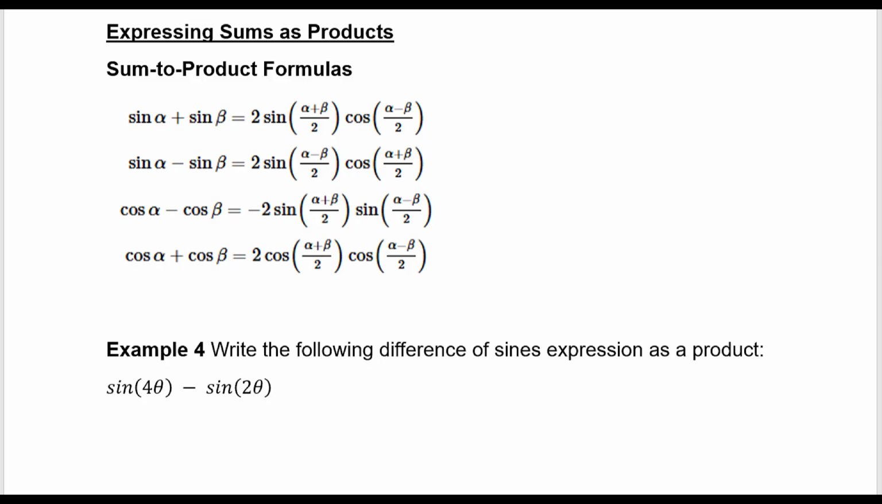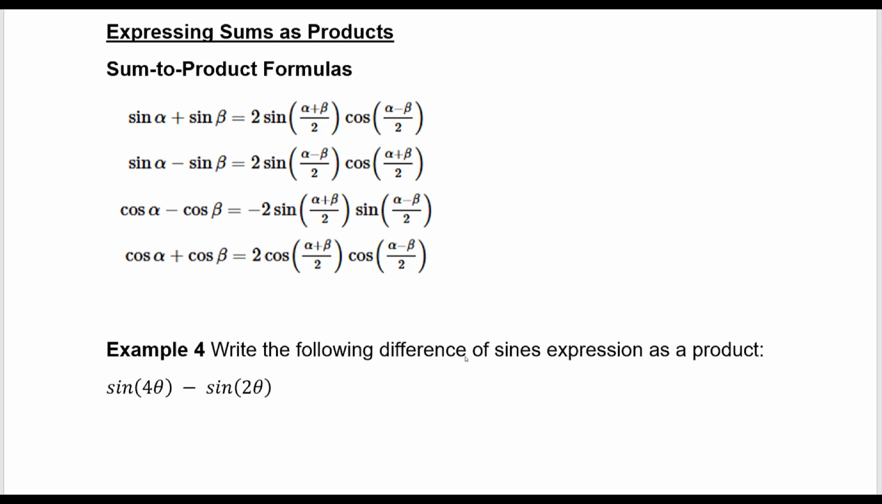Now we'll look at the second video, full video for this section, on expressing sums as products. The sum-to-product formulas: sine alpha plus sine beta is 2 sine of alpha plus beta over 2, cosine of alpha minus beta over 2. Sine alpha minus sine beta is 2 sine of alpha minus beta over 2, cosine of alpha plus beta over 2. Cosine alpha minus cosine beta is negative 2 sine of alpha plus beta over 2, sine of alpha minus beta over 2. And cosine alpha plus cosine beta equals 2 cosine of alpha plus beta over 2, cosine of alpha minus beta over 2.